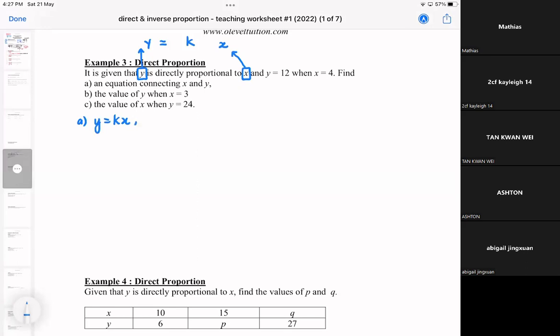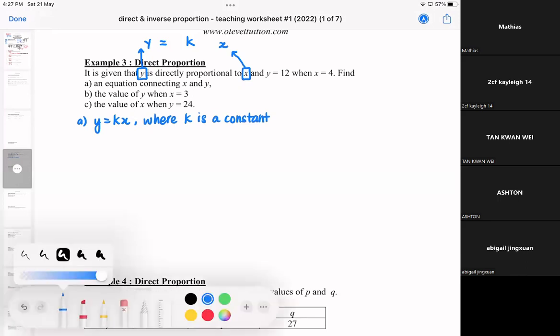You must write the statement where K is a constant. Your teacher will tell you that they will want you to write a statement. Huang Wei, did your teacher ask you to write that statement where K is a constant? No? Your teacher never? I don't think so. Just write y equals kx.